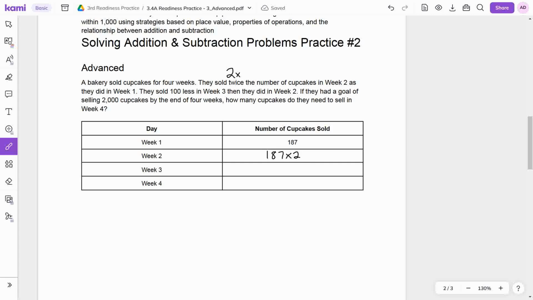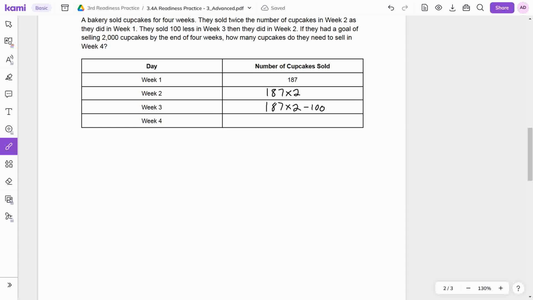All right, let's keep reading. They sold 100 less in week 3 than they did in week 2. Okay, so that's going to be 187 times 2 and then subtract 100. Once we figure out that 187 times 2, we can replace both of those. And then if they had a goal of selling 2,000, how many cupcakes did they sell in week 4? Okay, so let's do this. Let's draw a strip diagram here.